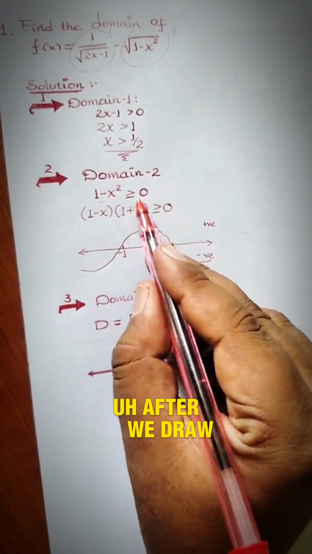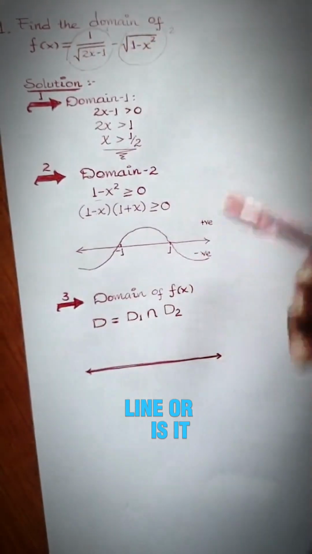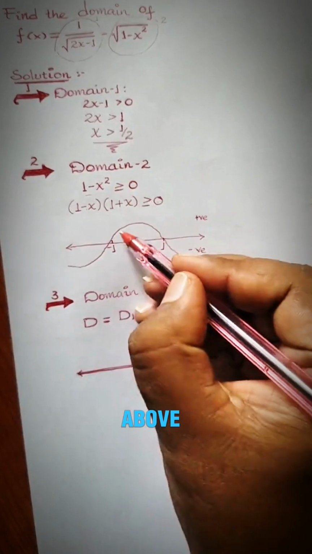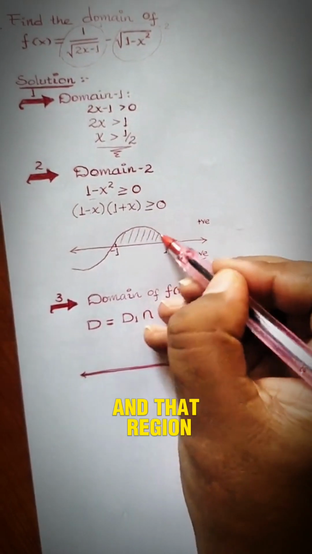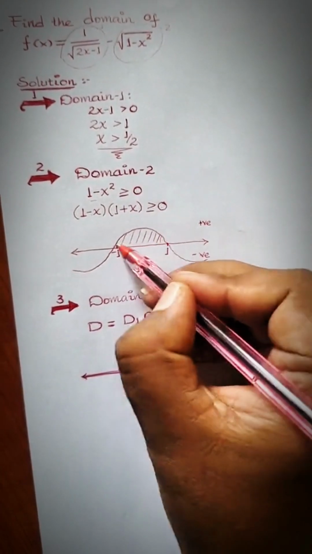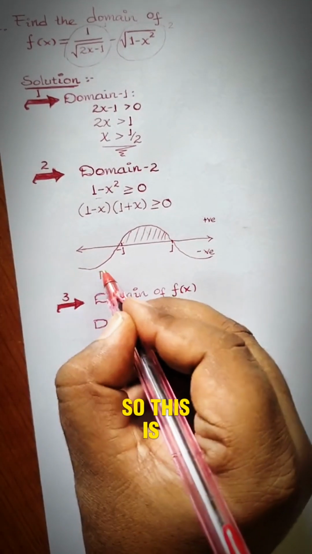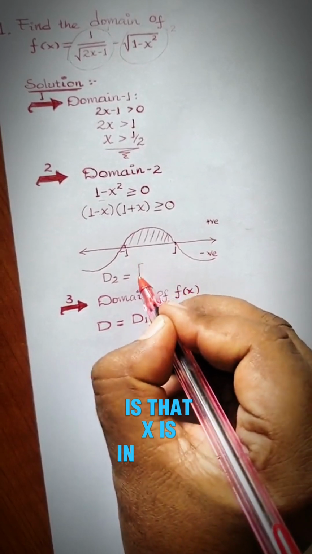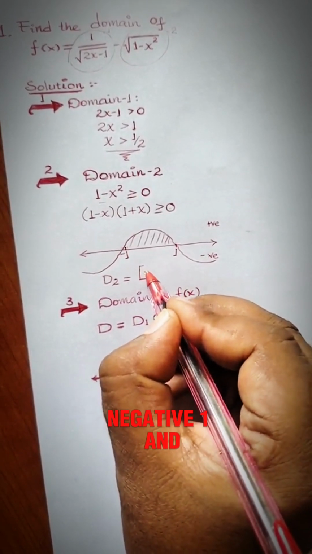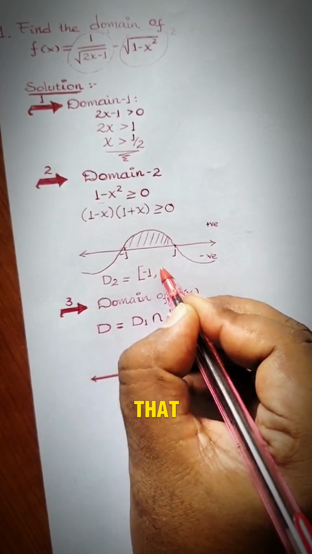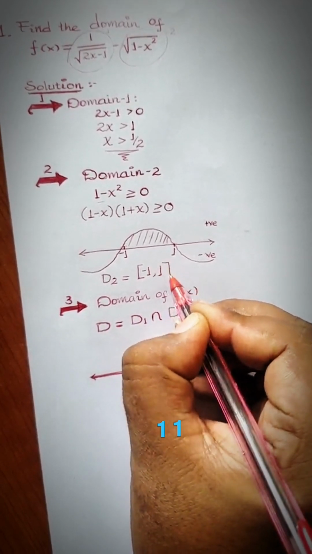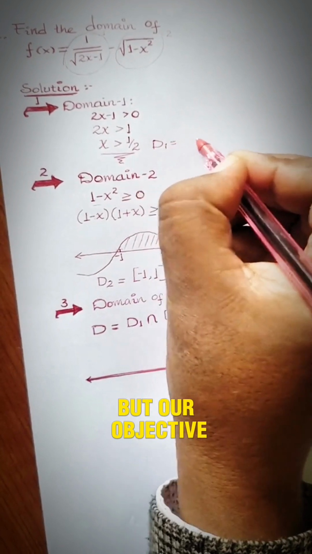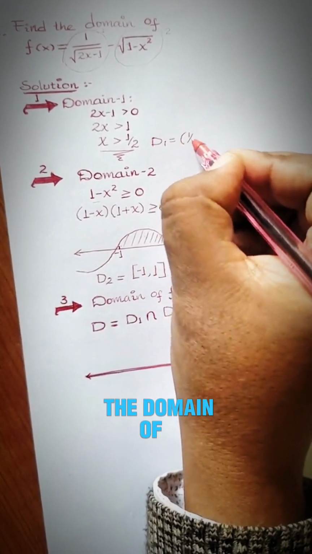After we draw this zigzag line, when you see the inequality says greater than or equal to 0, so it must be a region above the horizontal line, and that region is located right here. So this is the second domain. The second domain is x is in between negative 1 and 1, including negative 1 and 1, that is a closed interval negative 1, 1 is the second domain. But our objective is to find the domain of the entire function.